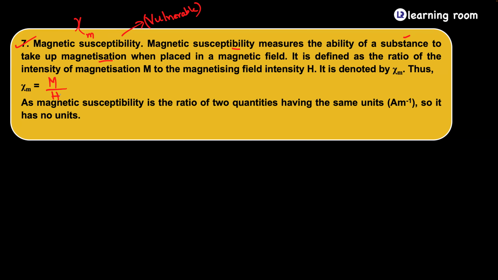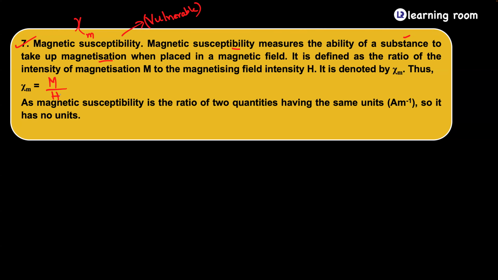Output comes after it gets magnetized. Input is what we give to magnetize. M will be the output, H will be the input. Are you in agreement with it? So, basically, output by input, it is the efficiency. Simply put, this is the magnetic efficiency of a substance: how efficient it is to take up magnetization, how efficiently it is able to get magnetized.